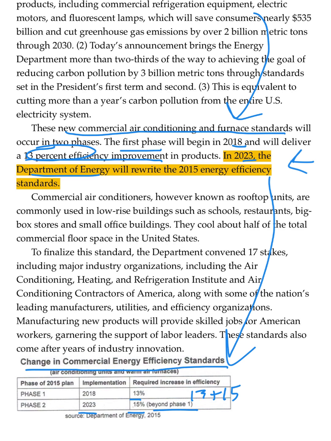Okay, so the highlighted sentence above needs to be a little more specific. Instead of just saying the Department of Energy will rewrite the standards, it needs to detail the second part of the phase, that 15% improvement, which we don't get to see in the highlighted sentence. So let's go to the answer choices and see if there's a better choice that fits more in line with the context of this paragraph and the information in the chart at the bottom. All right?